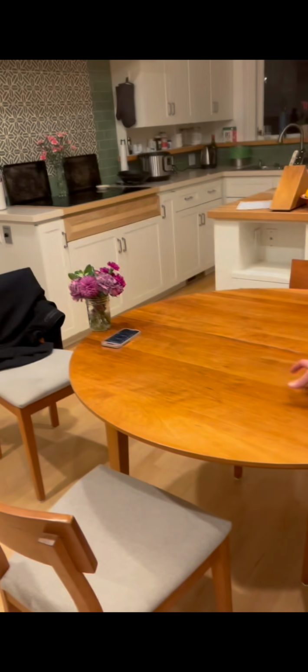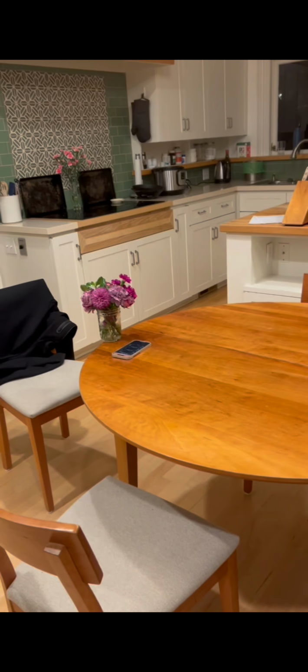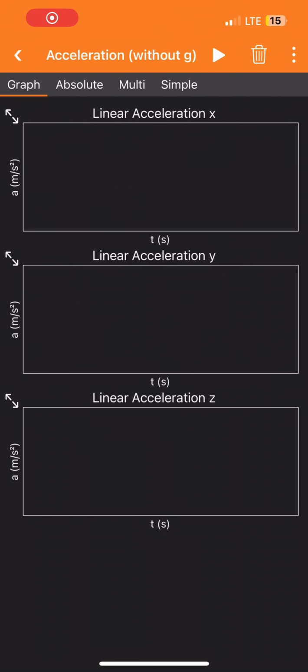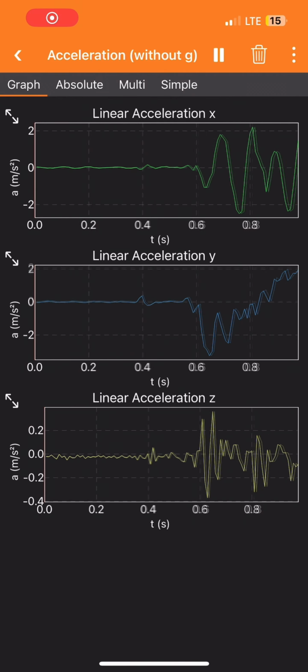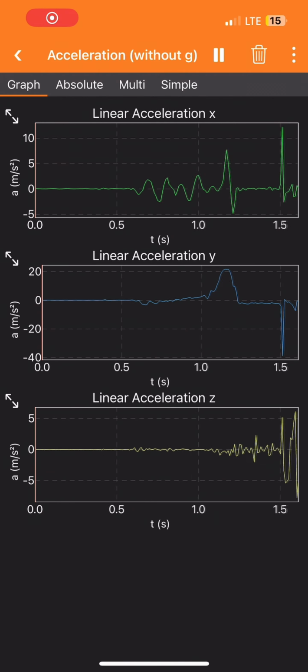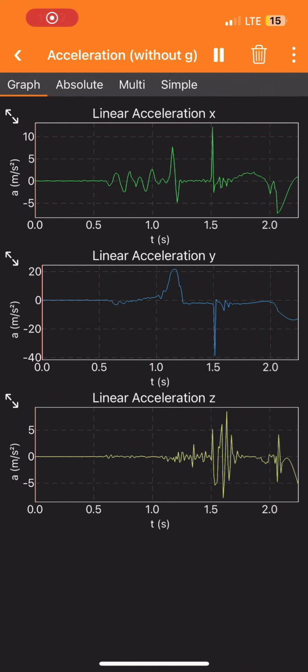In our first experiment, we'll be looking at acceleration without gravity. In this experiment, I slid my phone across the table with the acceleration without gravity feature turned on. This means that the phone will be experiencing no forces when it is lying flat on the table. Compared to with gravity, it would be experiencing 9.8 meters per second upwards due to the normal force.